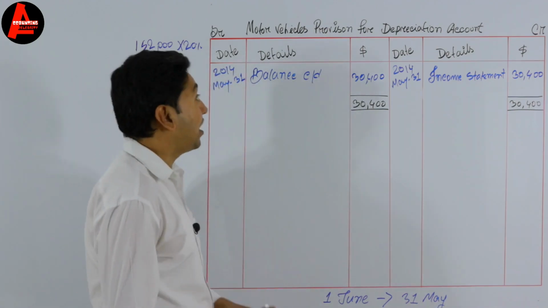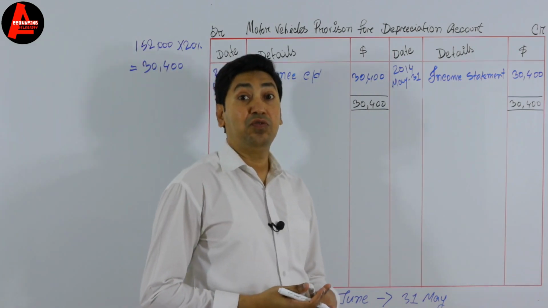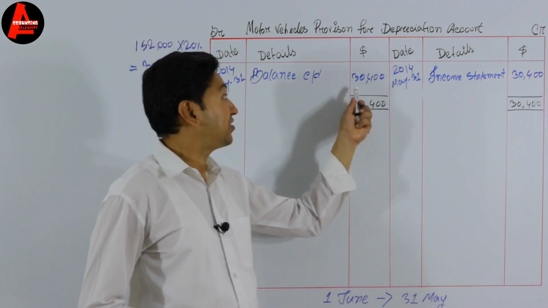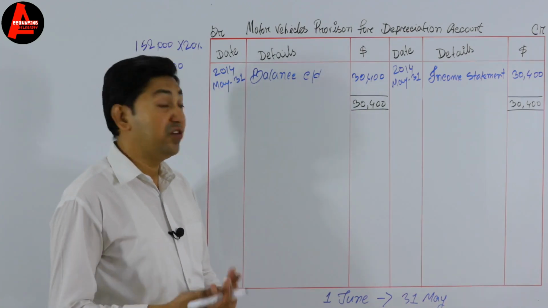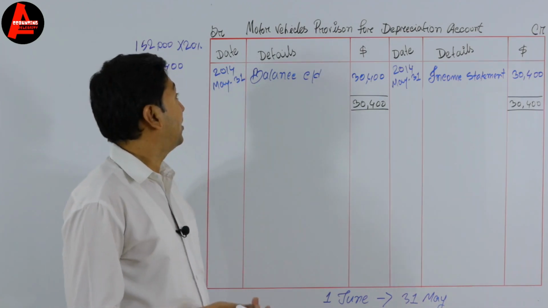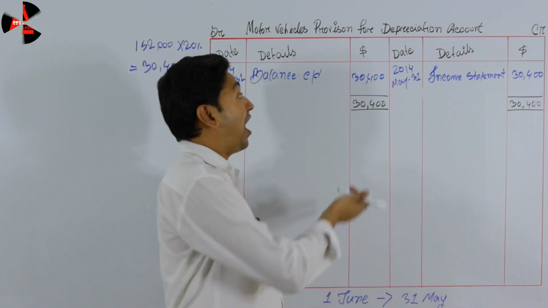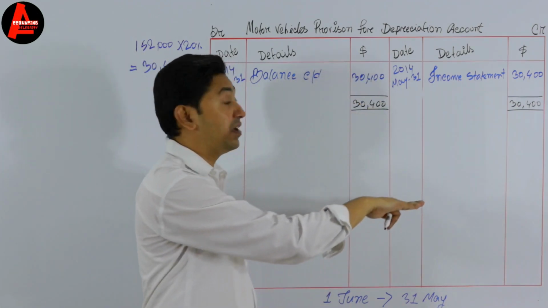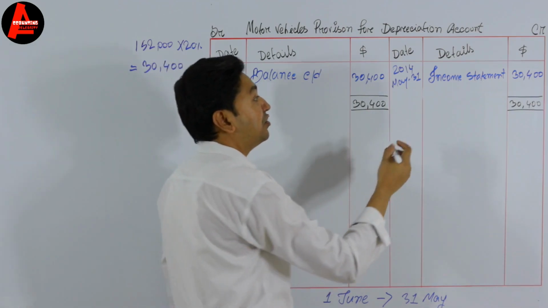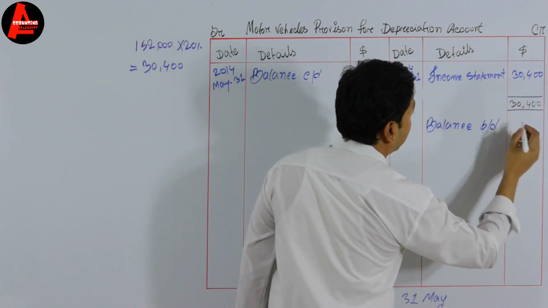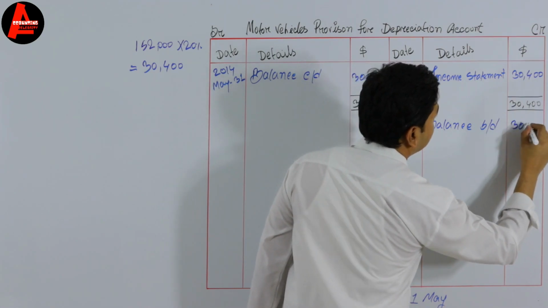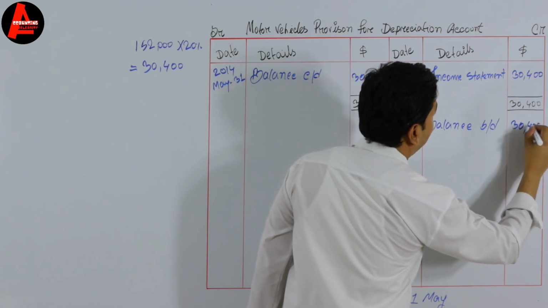This balance CD will be here again. This amount will be brought on to the new financial year. So balance CD will be written above the total and balance BD will be written below the total. Let us write here balance BD. BD stands for brought down. Don't forget. Same amount, $30,400.